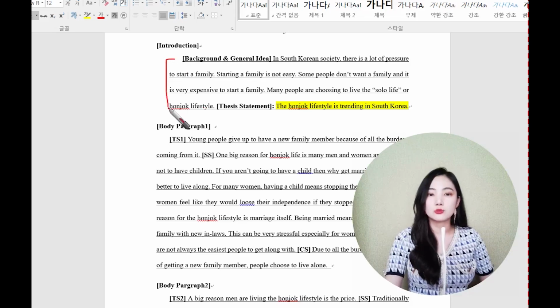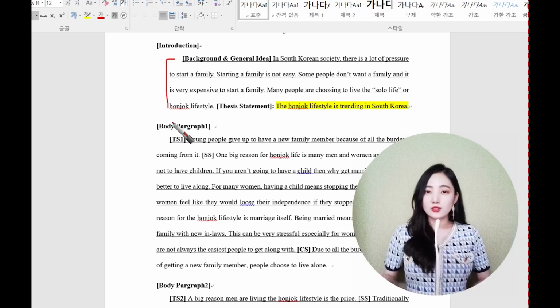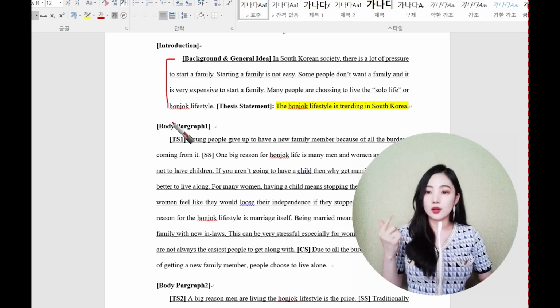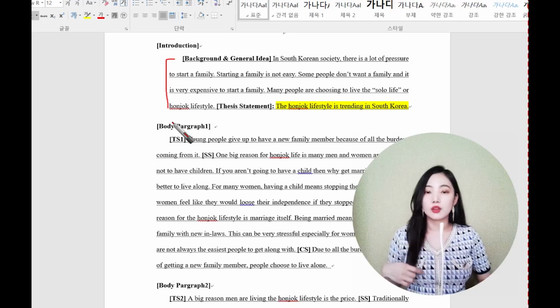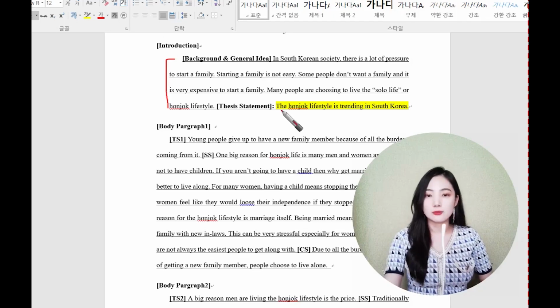So this is not too much detail, but it's just general statements and background. And it's also an interesting fact, so it all includes hook, background, and general idea. So here, my thesis statement. The Honjo lifestyle is trending in South Korea, which means that the Honjo life is getting popular in Korea. That is my thesis statement.